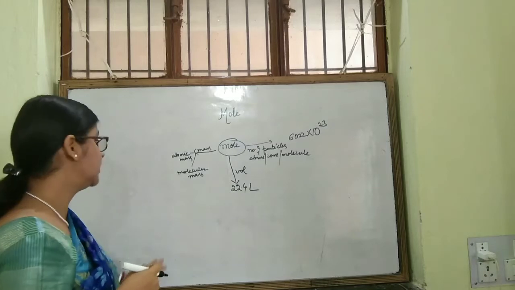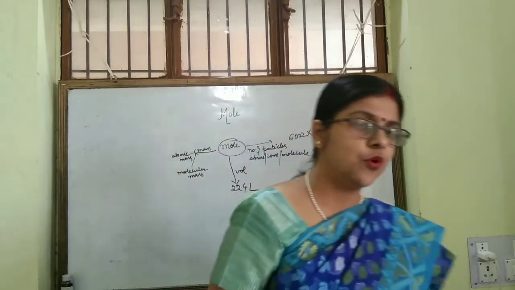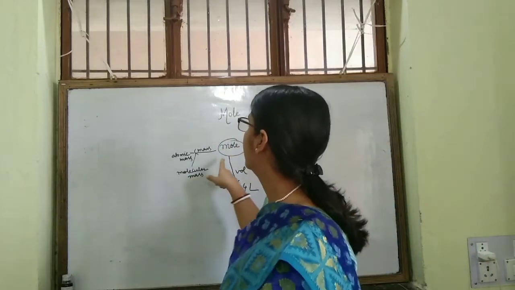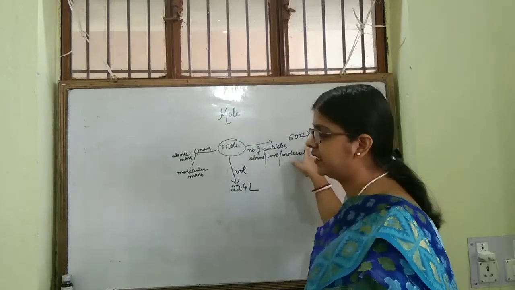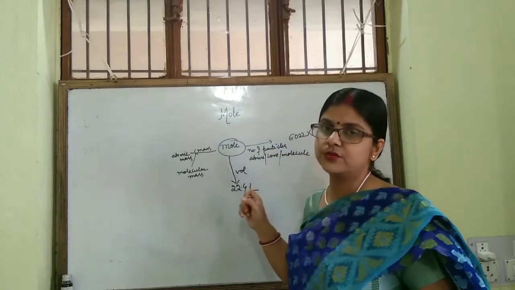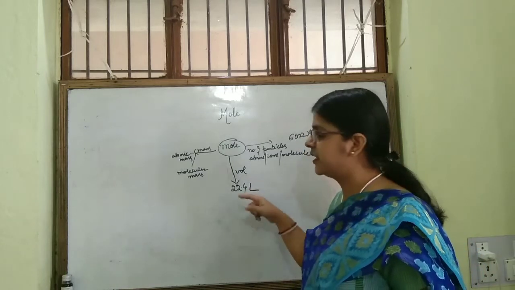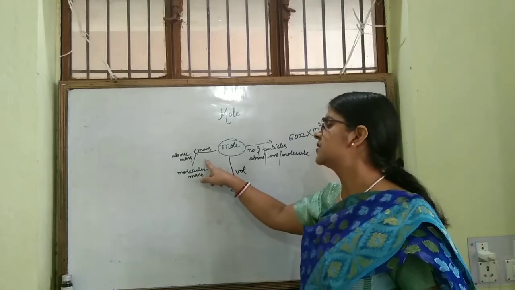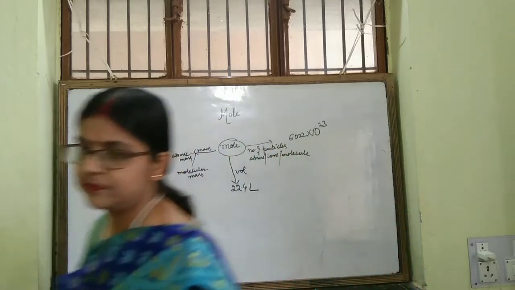So, we got the three terms about mole, that 1 mole contains Avogadro's number of particles. This Avogadro's number of particles is 6.022 into 10 to the power 23. Then in terms of volume it contains 22.4 liter. Then in terms of mass, atomic mass or molecular mass. Okay.